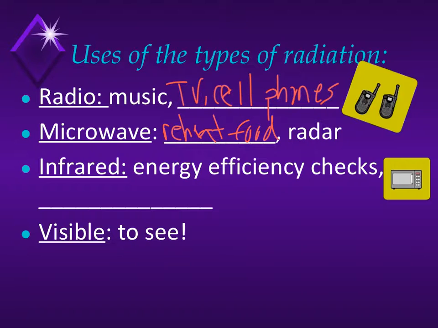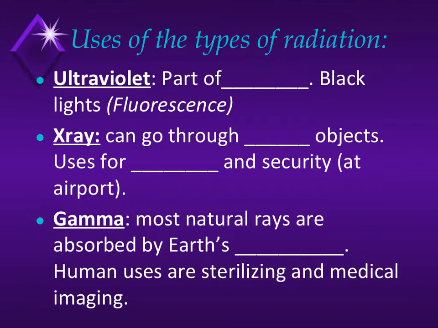Infrared energy is mostly used for night vision. Okay, or night goggles. You can see on some war movies or some of those crime shows that they use the night vision goggles. It detects the heat, things that we can't see. And then there's the visible spectrum. Obviously, that is the part of the spectrum that we can see.